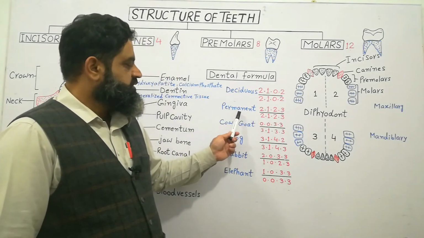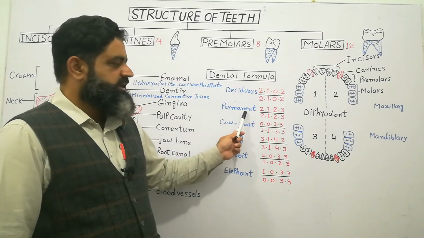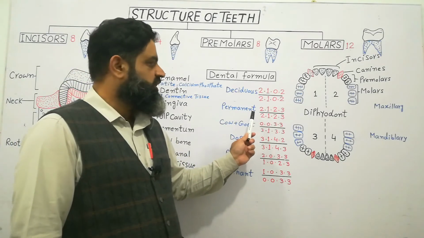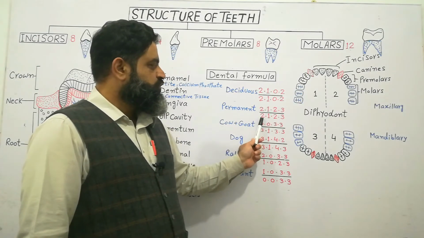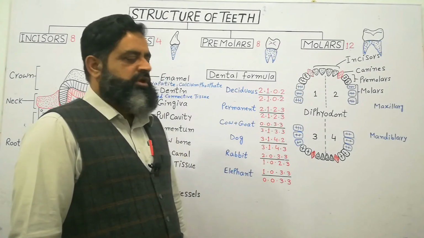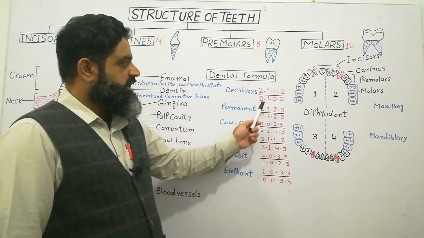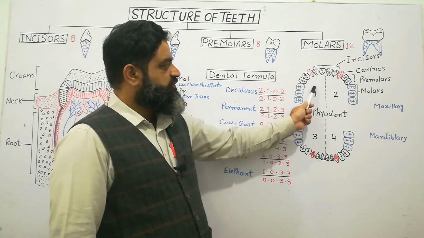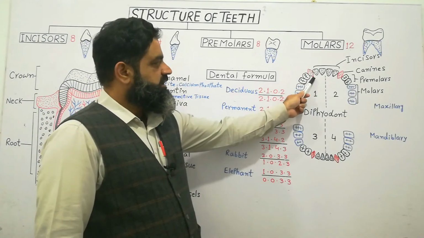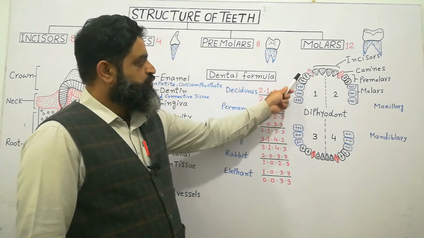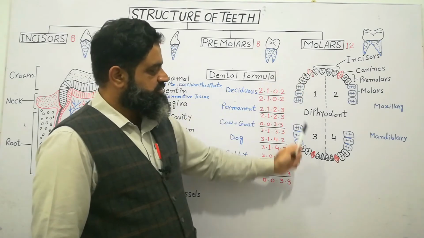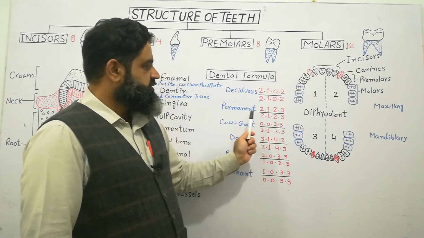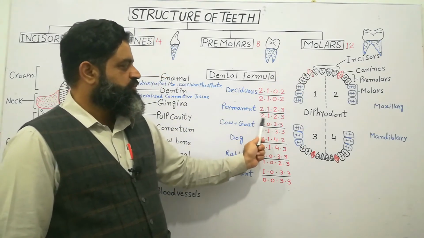When a human grows to an adult, it grows permanent teeth. The permanent teeth dental formula is 2, 1, 2, 3 on the upper jaw, 2, 1, 2, 3 on the lower jaw. It means that there are 2 incisors right over here in section number 1, 1 canine, which you can see in red, 2 premolars and 3 molars on this side, and the same sequence is on the lower jaw. So this makes the formula 2, 1, 2, 3, 2, 1, 2, 3.